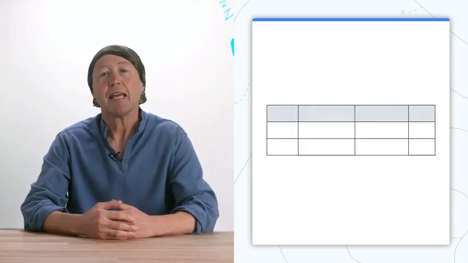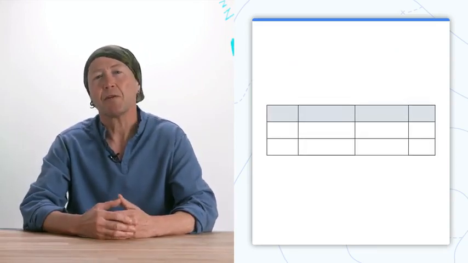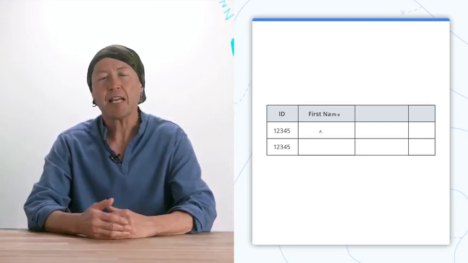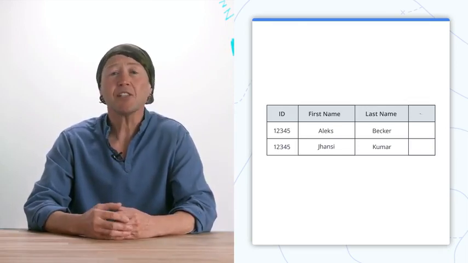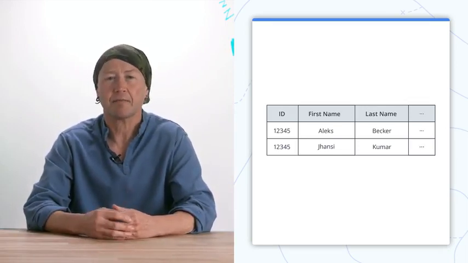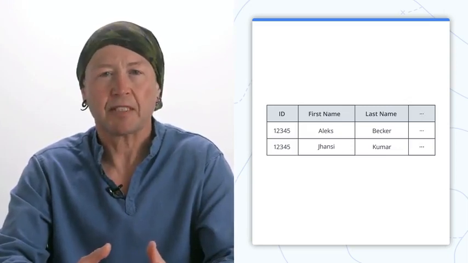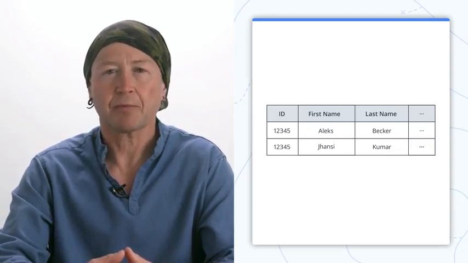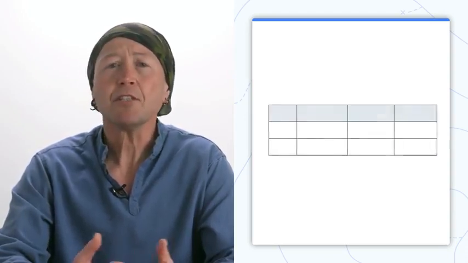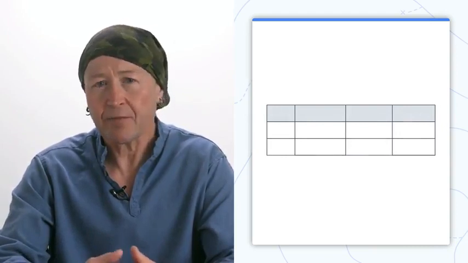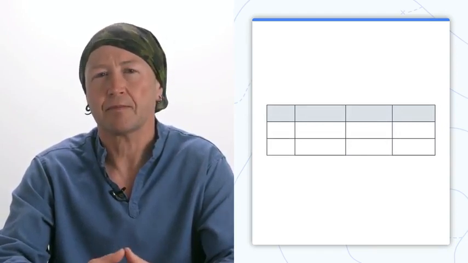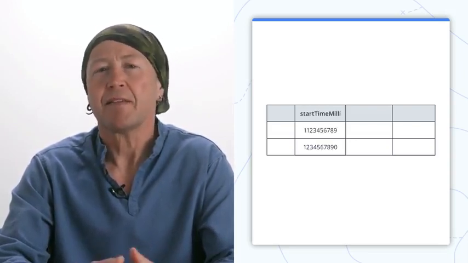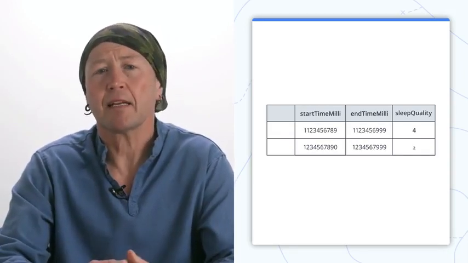For example, a common entity is for a person with a unique ID that's often used as the primary key, a first name, a last name, and then additional information represented by these dots. So you would have a person class with ID, names, and additional information as properties. Now for the Sleep Tracker app, we need an entity that represents 1 night of sleep. For a night of sleep, we want to record the start time, the end time, and a quality rating.